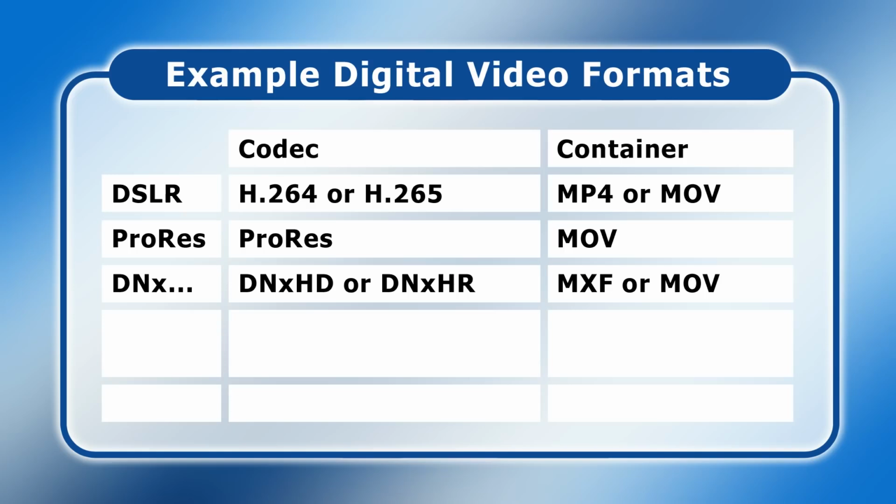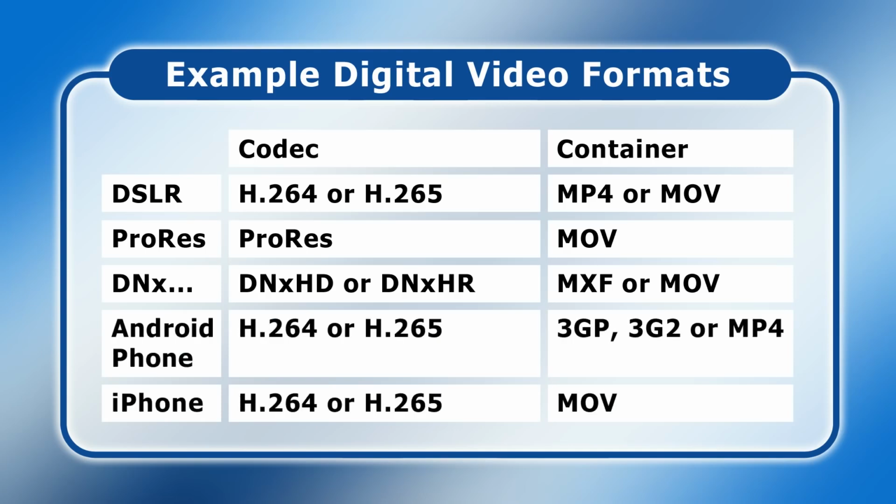Videos shot on smartphones also don't have a named format, but are usually encoded with an H.264 or H.265 codec and stored in a 3GP, 3G2 or MP4 container on an Android device, or in a MOV container on an iPhone.